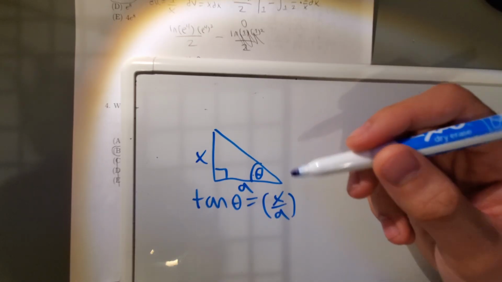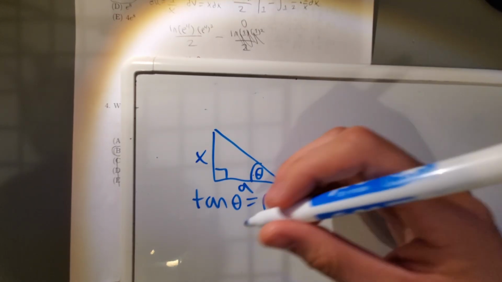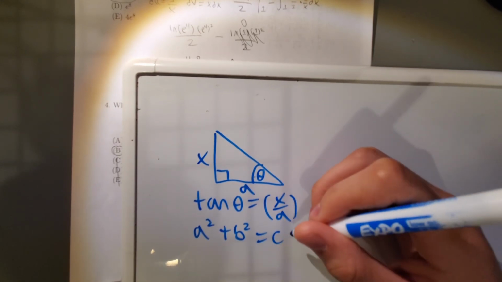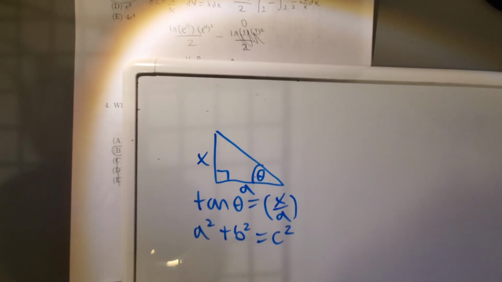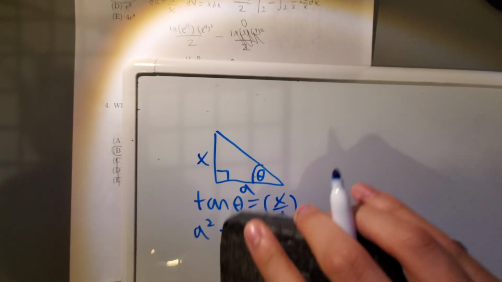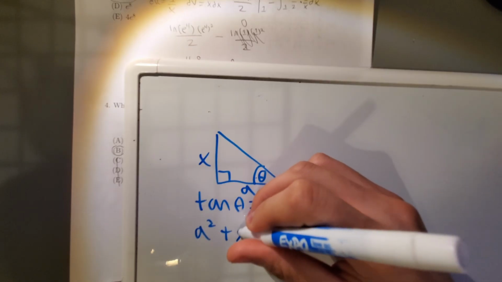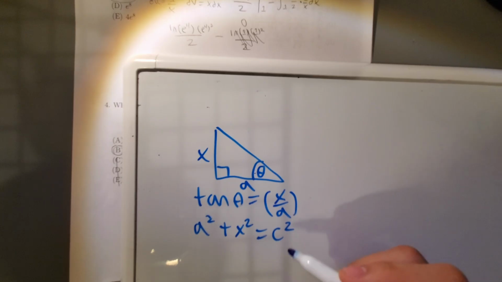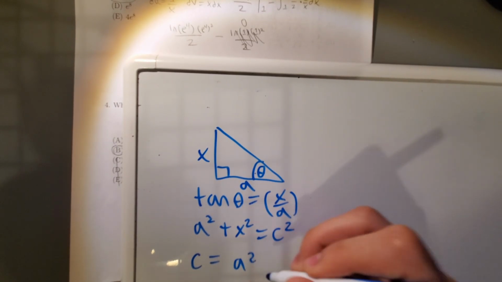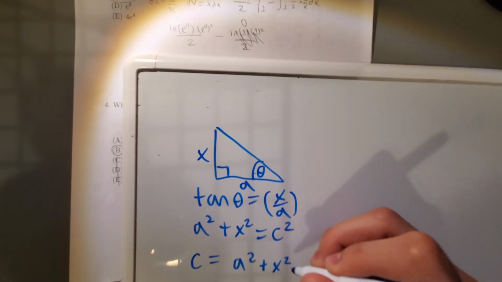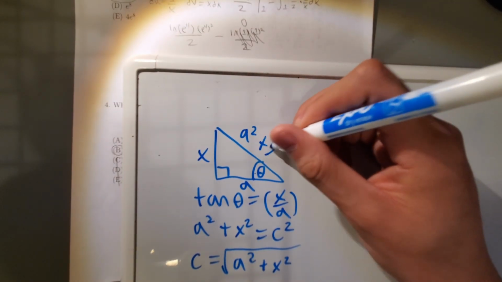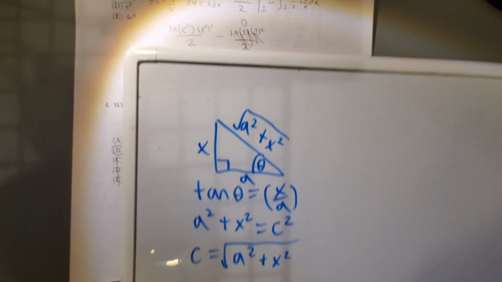And then from here, we can figure out where the substitution comes from by using the Pythagorean theorem. So you end up with a squared plus b squared is equal to c squared. And for this, I'm going to replace b with x, since we're working with x and a. So a squared plus x squared is equal to c squared. And then to find c, which is the hypotenuse in this case, c is just equal to the square root of a squared plus x squared. And so now we have our hypotenuse here. I'll just label that real quick.